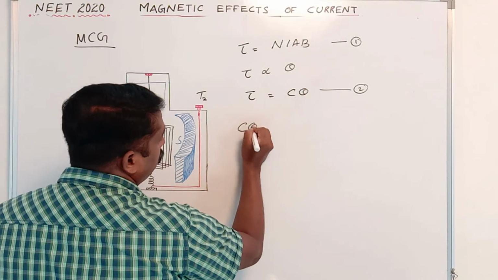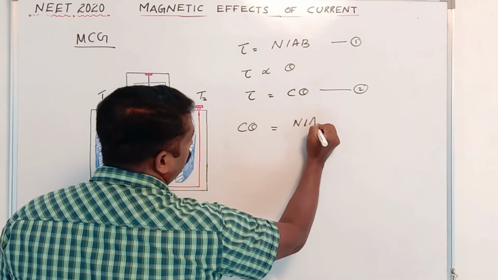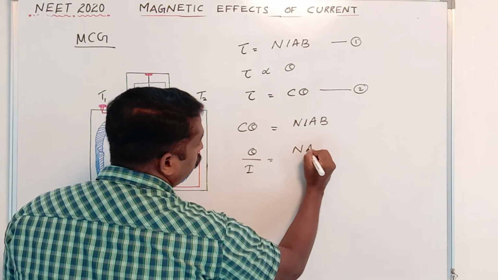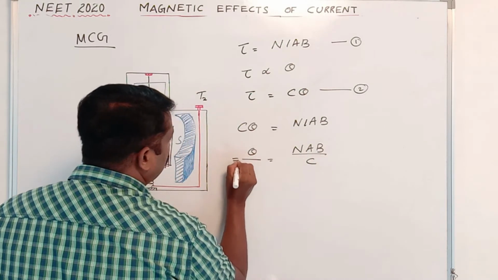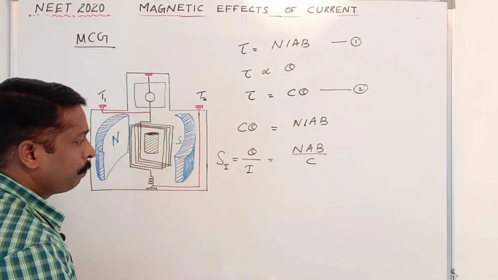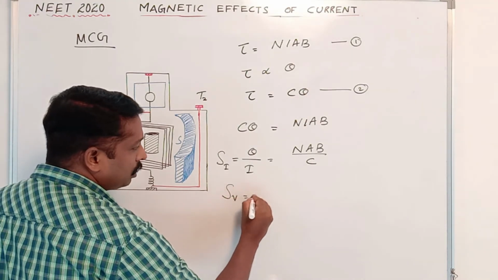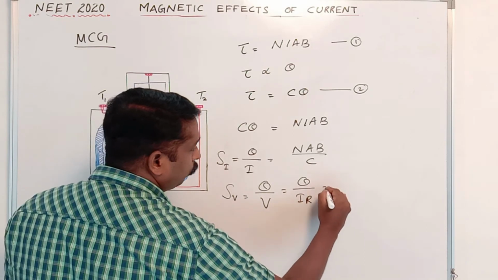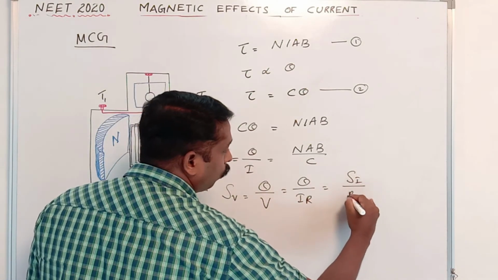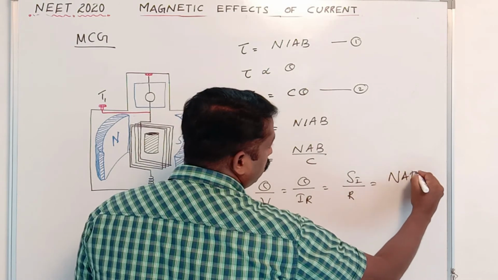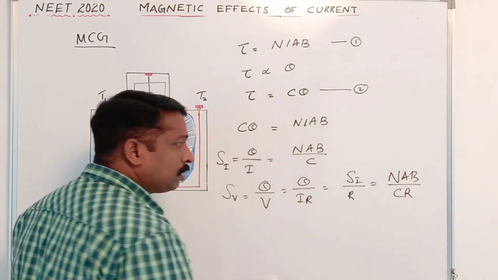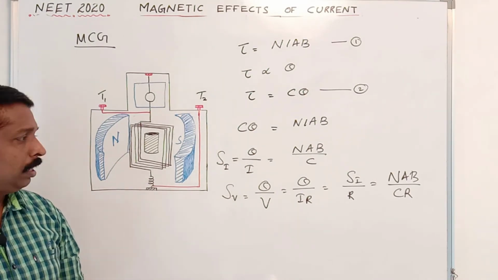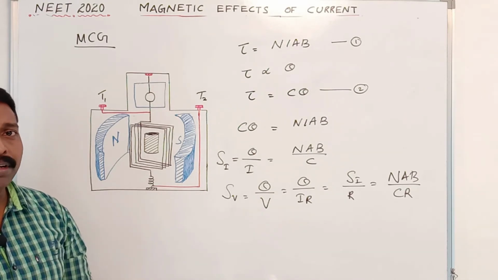Equating these two, we will get c theta is equal to NIAB, or theta by I is equal to NAB by C. This is called current sensitivity SI. Then voltage sensitivity SV is equal to deflection per voltage, that is theta by IR, that's equal to SI by R, or NAB by CR. So this is voltage sensitivity. This is a highly sensitive device. It measures current in the microampere range.